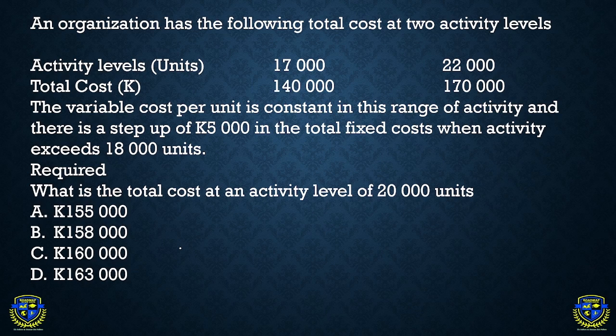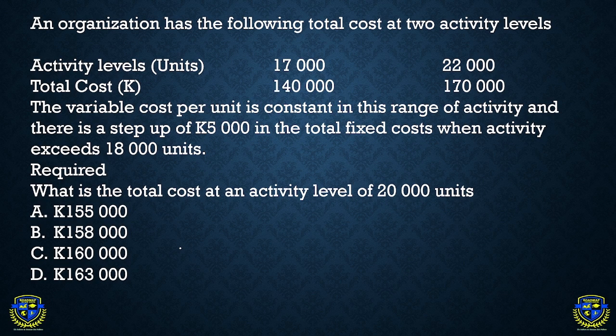So is it A, 155,000, B, 158,000, C, 160,000, D, 163,000? So let's look at this question in details.